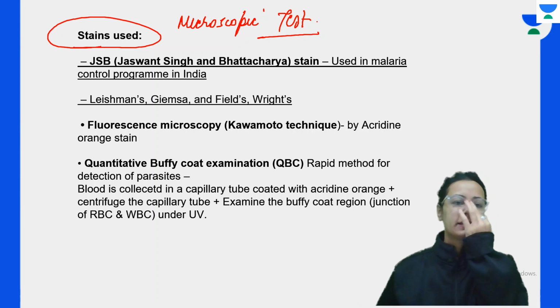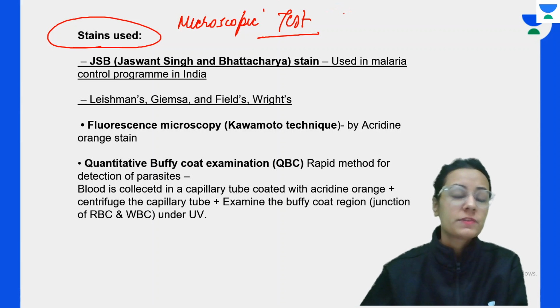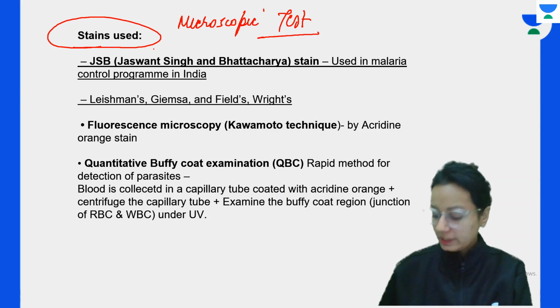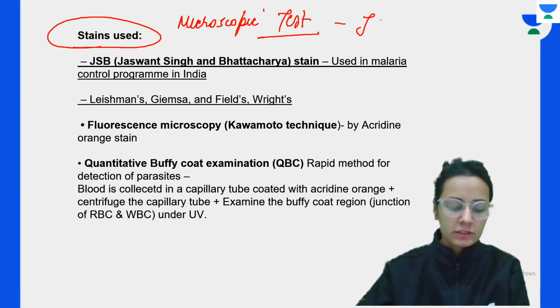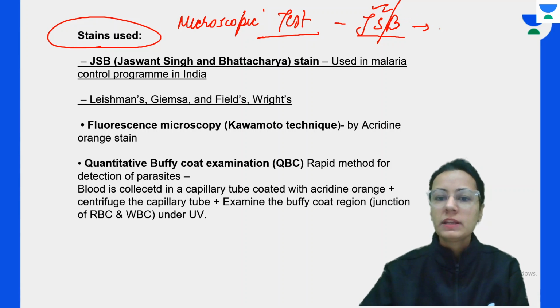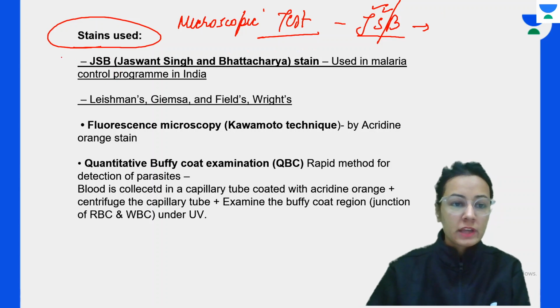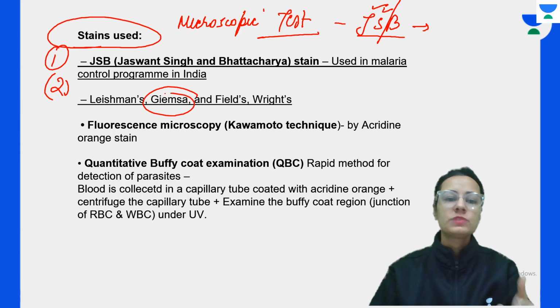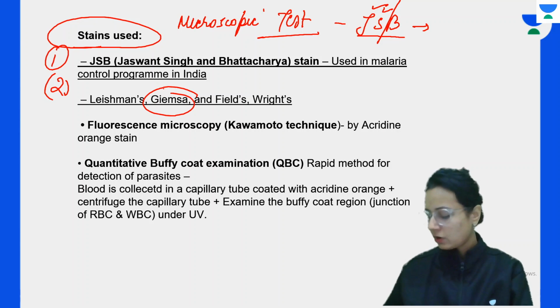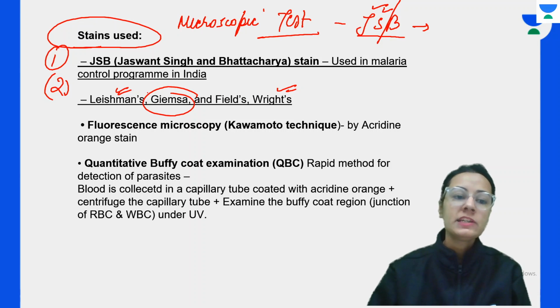Yes, what are the tests we are using for the staining? For the microscopic test, we are using the stains. Remember, the name of the stain that we are using is the JSB stain. What is the JSB? It is Jaswant Singh and Bhattacharya stain that is used mainly in the malaria programs in India. Other than this, apart from the JSB, we are using the Giemsa stain, because we generally use the Giemsa stain in histopathology for staining, and the Field's stain and the Leishman stain.